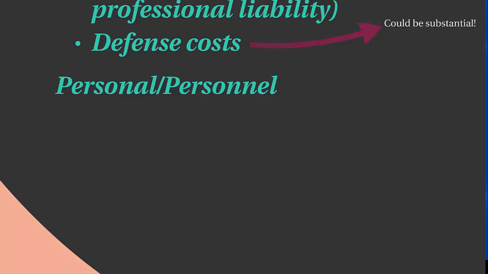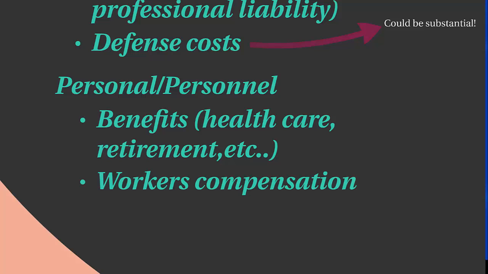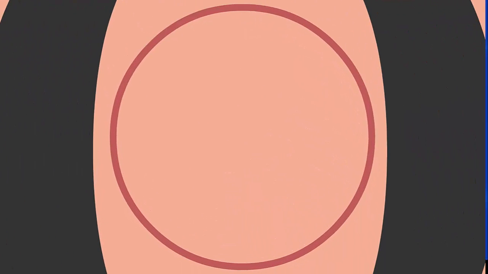Next, there's personal, personnel, or sometimes called human resource losses. These include benefits such as healthcare and retirement. For individuals, this would be healthcare and life, and the exposure of the death of a loved one, and workers' compensation for an organization.